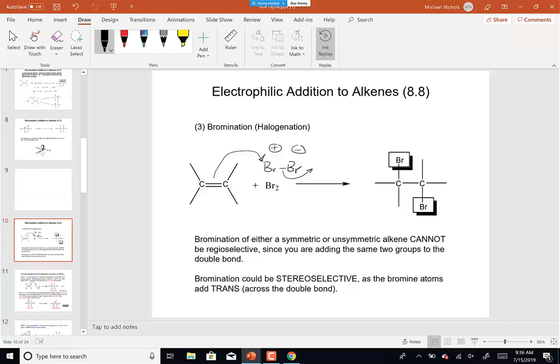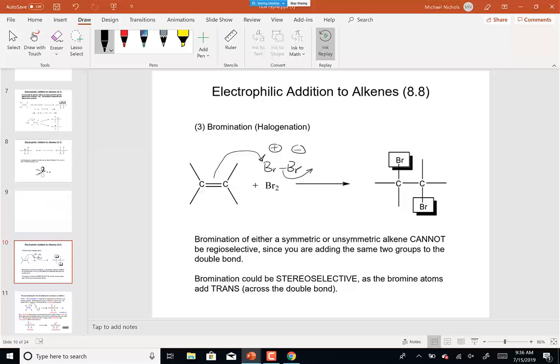And the way that works is that as the bromine molecule comes into the influence of the carbon-carbon double bond, it polarizes so that the bromine closest to the double bond becomes slightly positive, the other bromine becomes slightly negative until the bromine-bromine bond breaks. And the Br plus adds to the double bond. But the net result is adding two Brs.